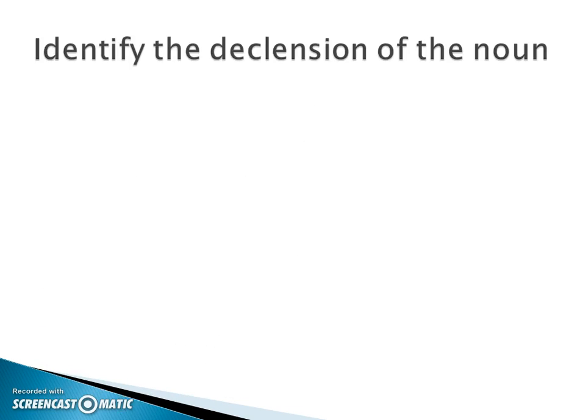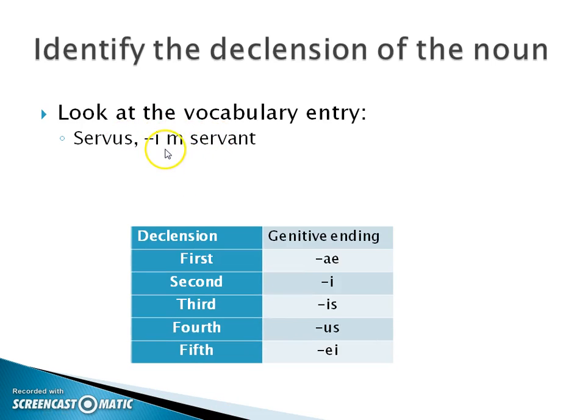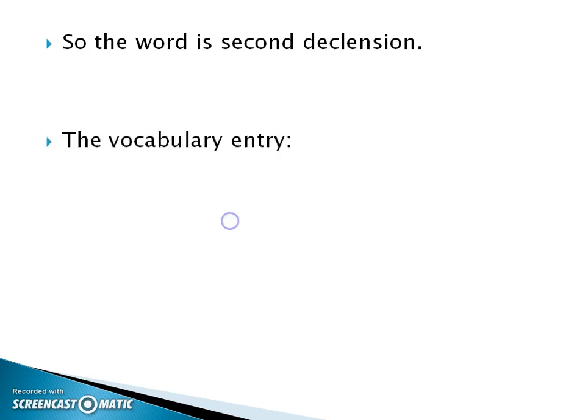The first thing you have to do is identify the declension of the noun. You do that by looking at the vocabulary entry. You're given servus, servi, masculine, servant. You look at the genitive ending right here, servi, and you see that the genitive ending I is associated with second declension. Each genitive ending is unique and is associated with one particular declension. So I, servi, is second declension. So our word is second declension.